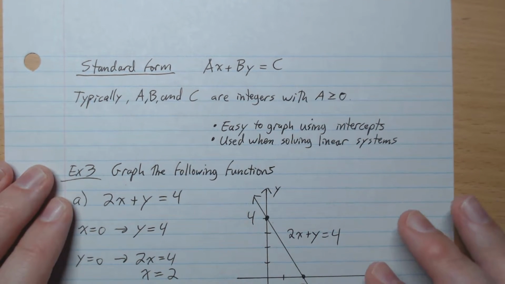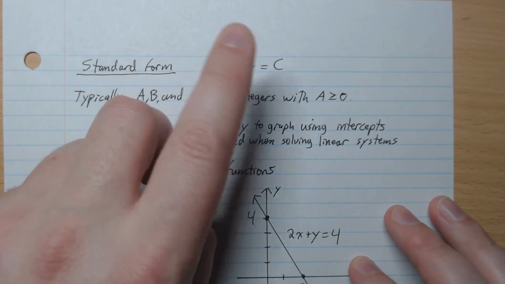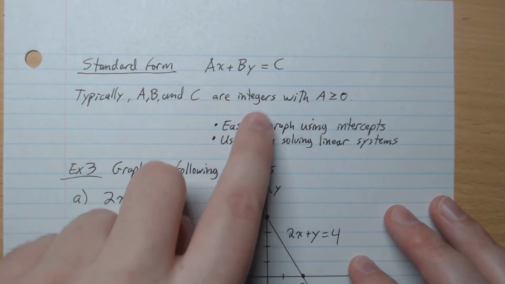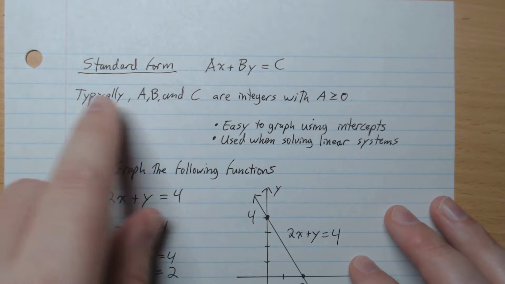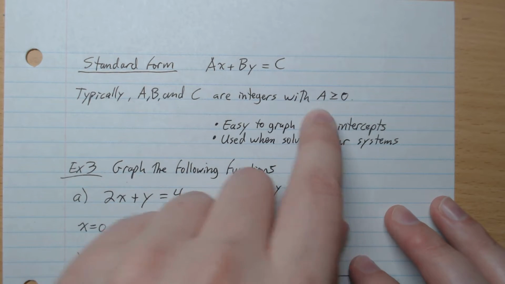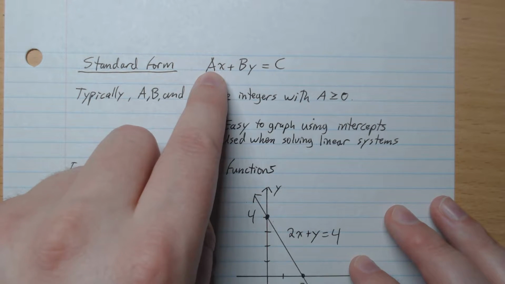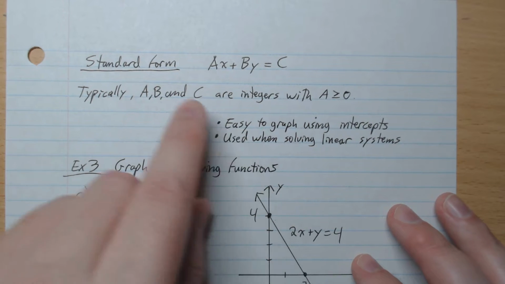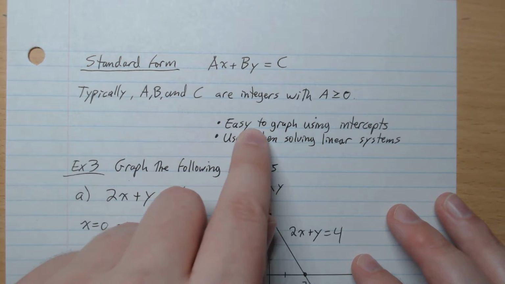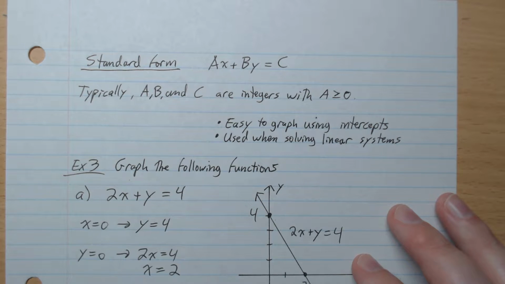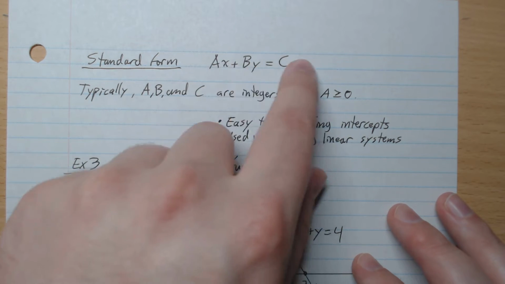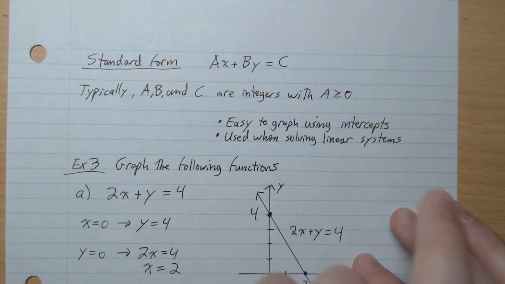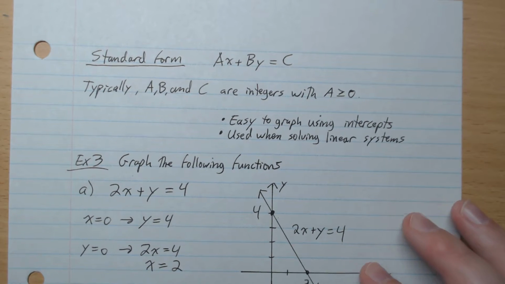Okay, standard form. So this is where we have ax plus by equals c. And typically a, b, and c are integers. And if you're writing something in standard form, you want to have a being positive, greater or equal to 0. So what are some of the advantages here? This standard form equation is easy to graph using intercepts. And we use standard form a lot when we're solving linear systems. And we're going to do linear systems in the next chapter.